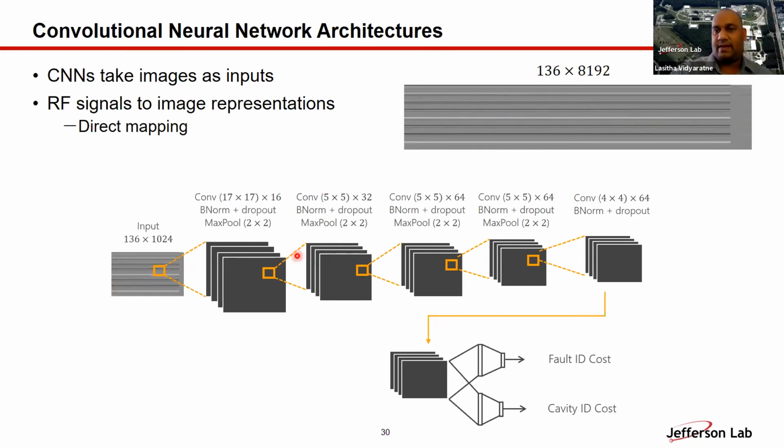Then we developed our CNN in-house with 6 convolutional layers in the front end to process the image that we created. And then again, 2 simultaneous classification layers at the back end to classify the cavity that failed first and to figure out the fault type.